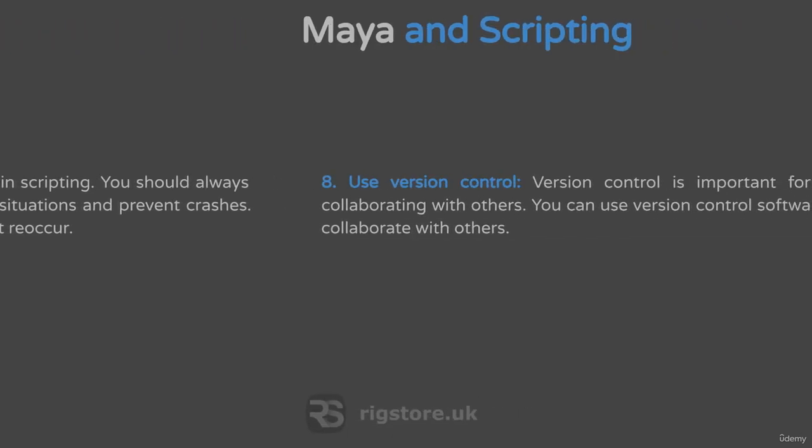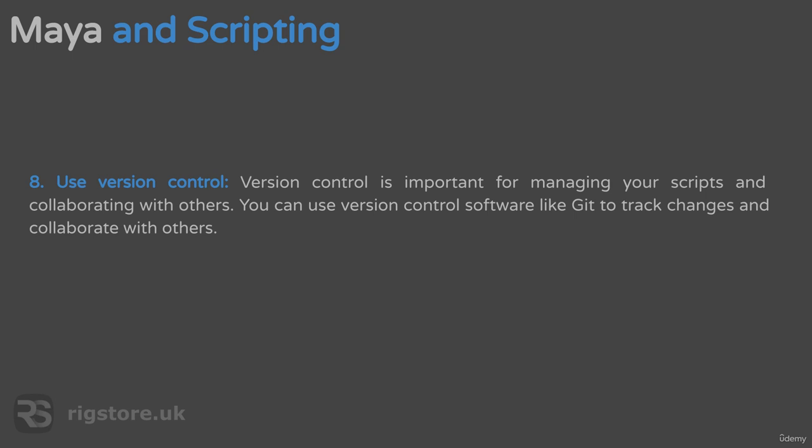Number 8, use version control. Version control is important for managing your scripts and collaborating with others. You can use version control like Git to track changes and collaborate with others. And again, there are lots of resources online of how to use Git and how to branch, okay?